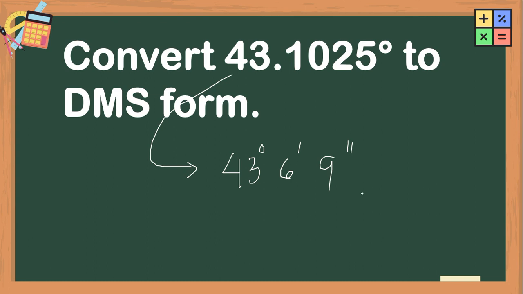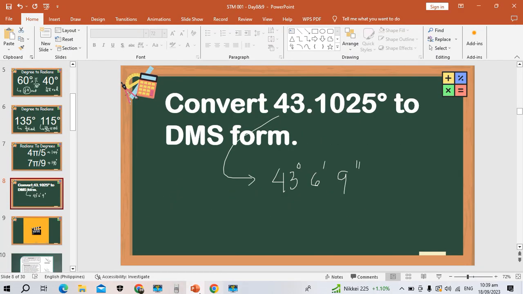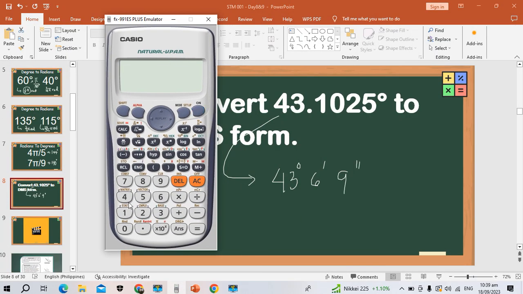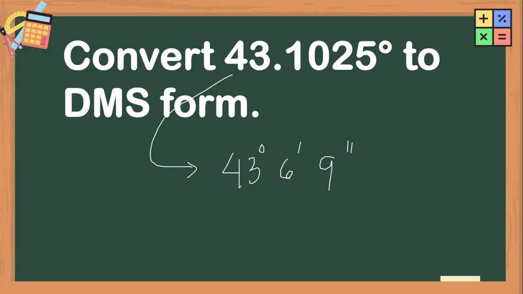Check ko yan mamaya, ha? Check ko na lang sa calculator natin. Ang gagawin nyo dyan, pindutin nyo lang yung 43.1025. Mabilisan lang ito. Then, equals, yan po, 43 degrees, 6 minutes, and 9 seconds. We already converted the 43.1025 degrees into DMS form.